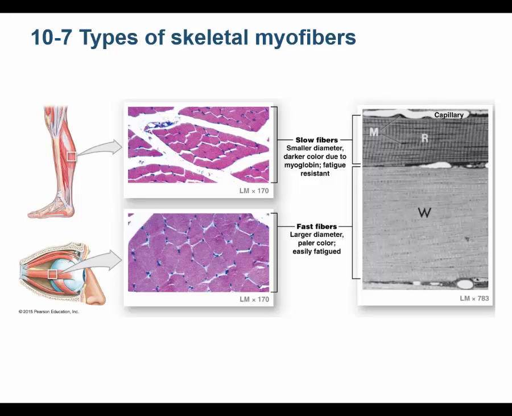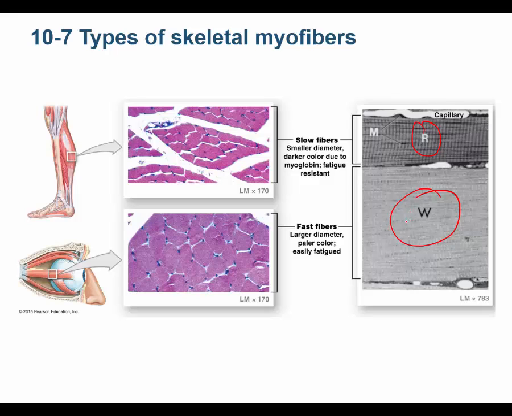So first of all, slow twitch fibers have another name. They're called red fibers, and that's what this R stands for right here. R for red. And fast twitch fibers have another name. They're called white fibers, and they really are white. Fast twitch fibers really are a lot paler than slow twitch fibers.